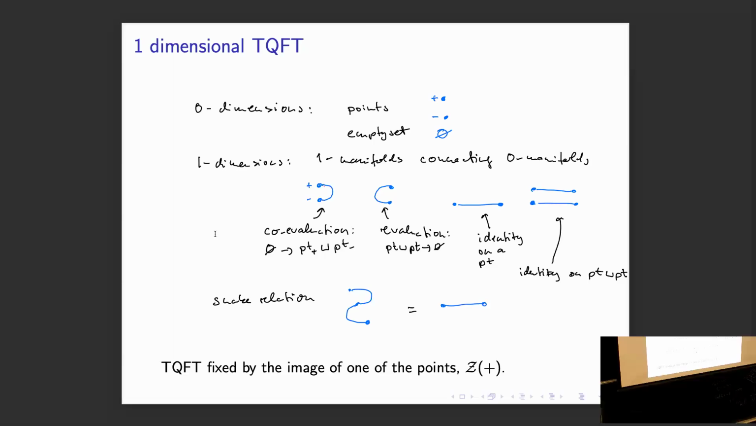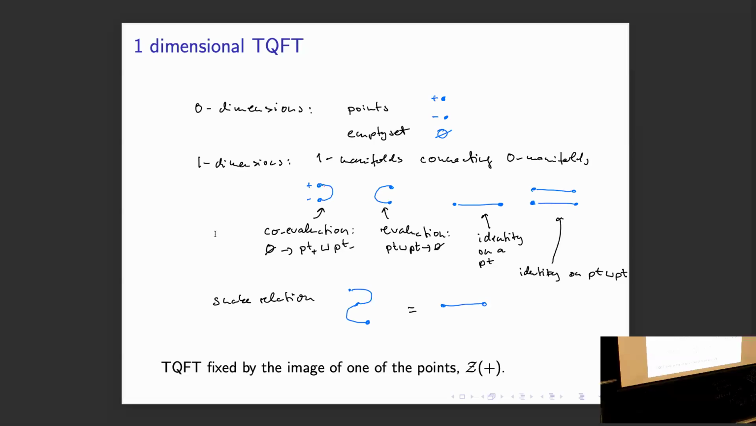So in case of vector spaces, you would map this to an actual evaluation, like you know it from vector space. And here the co-evaluation goes the other way, from the empty set to the disjoint union of the two points with different orientation. Then there are identities that look like this on a single point. And if you have several points, then that's the identity. And then there is a gluing relation, a snake relation that tells you that if you glue these two guys together consistently, then that should be the identity.